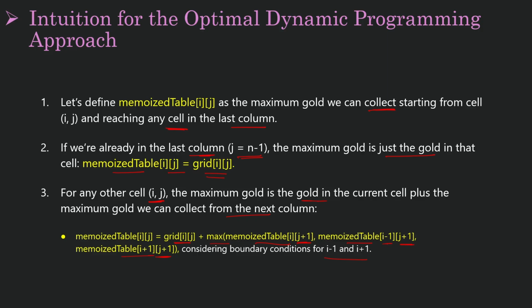The catch is that we need to compute the memoized table from right to left, from the last column to the first, because each cell's value depends on the cells to its right. This suggests a bottom-up dynamic programming approach where we fill the table column by column, from the last column to the first.